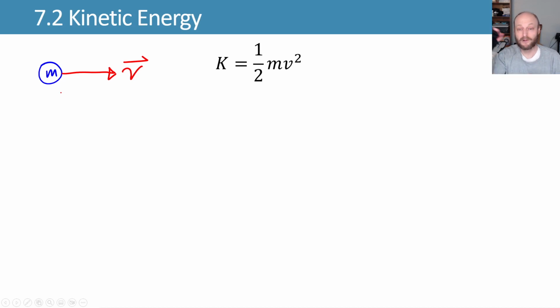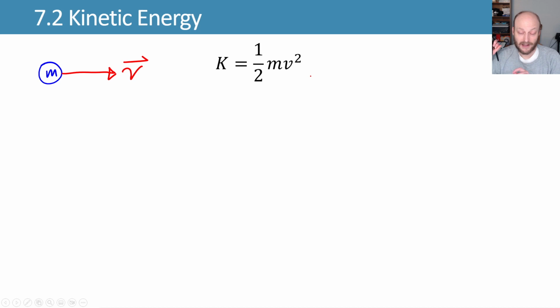When you have an object that's moving, it can collide with other objects and cause them to start to move. This implies that there's some sort of energy associated with motion. We call that type of energy kinetic energy. If you have a mass m moving with velocity v, the amount of kinetic energy it has that it can impart to other bodies is equal to 1/2 mv squared.